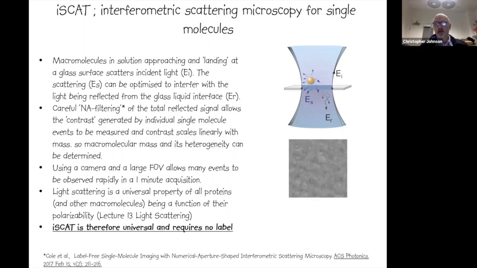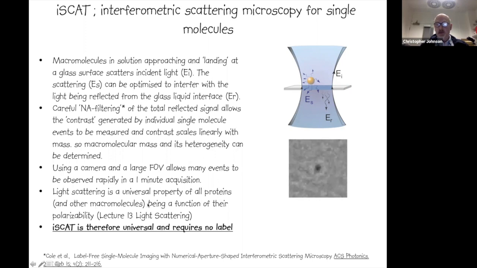And if we measure a lot of these events, we can obviously get population heterogeneity. So the instrument uses a camera and a fairly large field of view. And so this allows many events to be collected on this camera with a large field of view fairly rapidly, in only 1 minute or so acquisition of data.